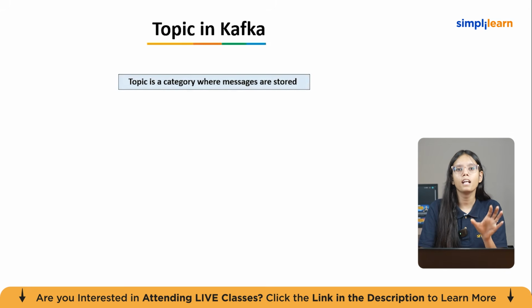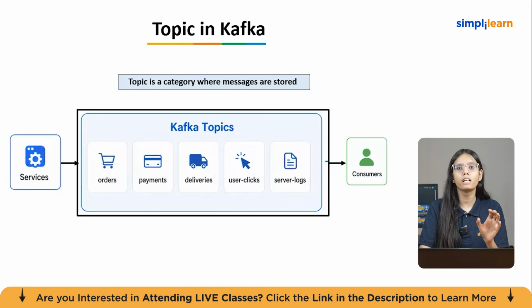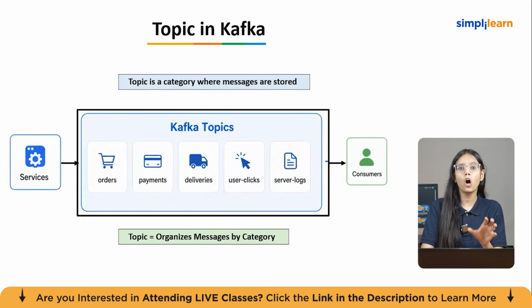Now let's understand another important concept of Kafka, that is topic. A topic is like a category where messages are stored. For example, we can have topics like orders, payments, deliveries, user clicks, and server logs. If the order service sends order data, it can send it to the orders topic. If the payment service sends payment data, it can send it to the payments topic. So a topic helps Kafka organize messages.